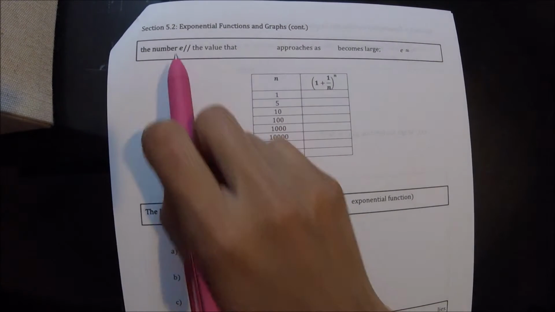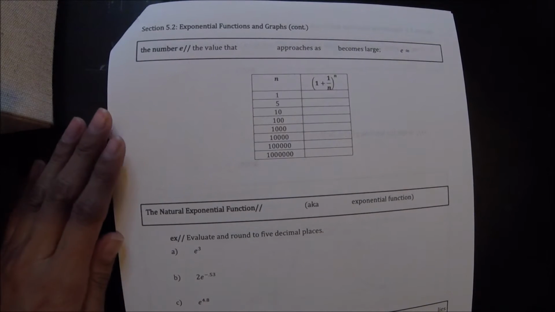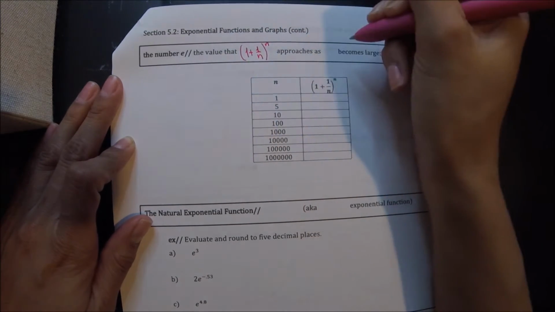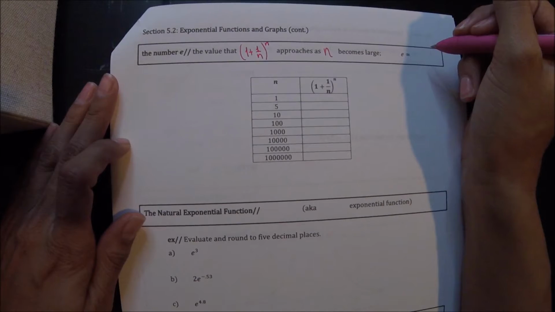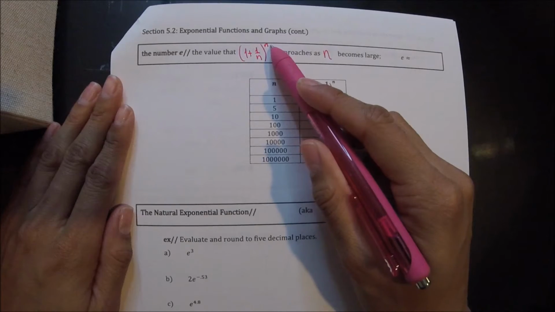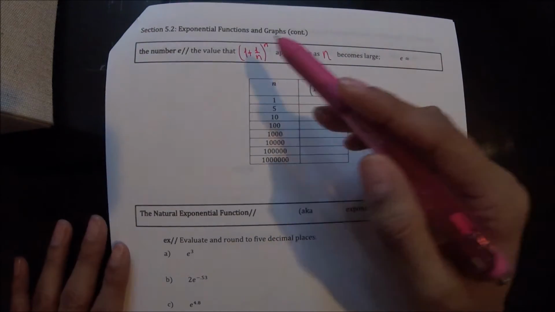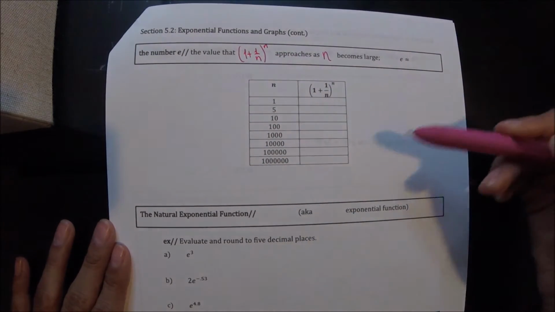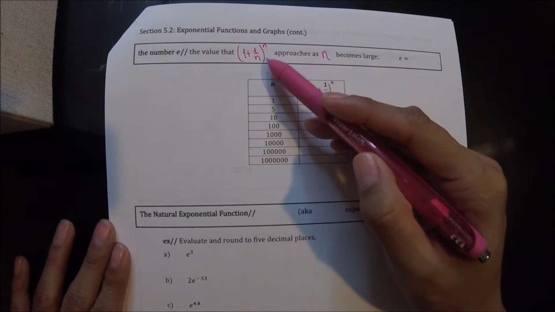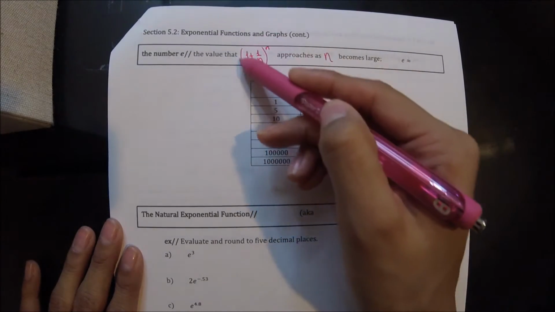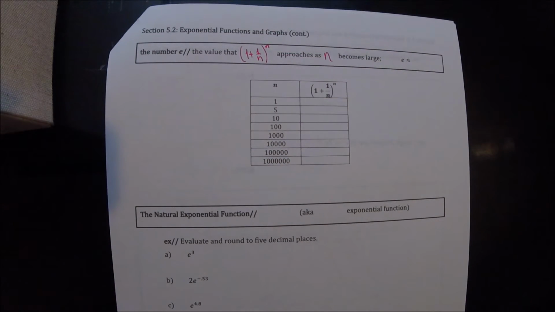Same thing here. E has a specific value, and the actual definition is that it is the value that 1 plus 1 over n raised to the n power approaches as n becomes large. So what this is saying is you plug in some number here and here for n, and then find out what that is. Then you plug in a different, bigger number here and here for n, find out what that is. And then you keep plugging in bigger and bigger numbers for n, huge numbers, and this whole value will get closer and closer to one specific value, and we call that value e.